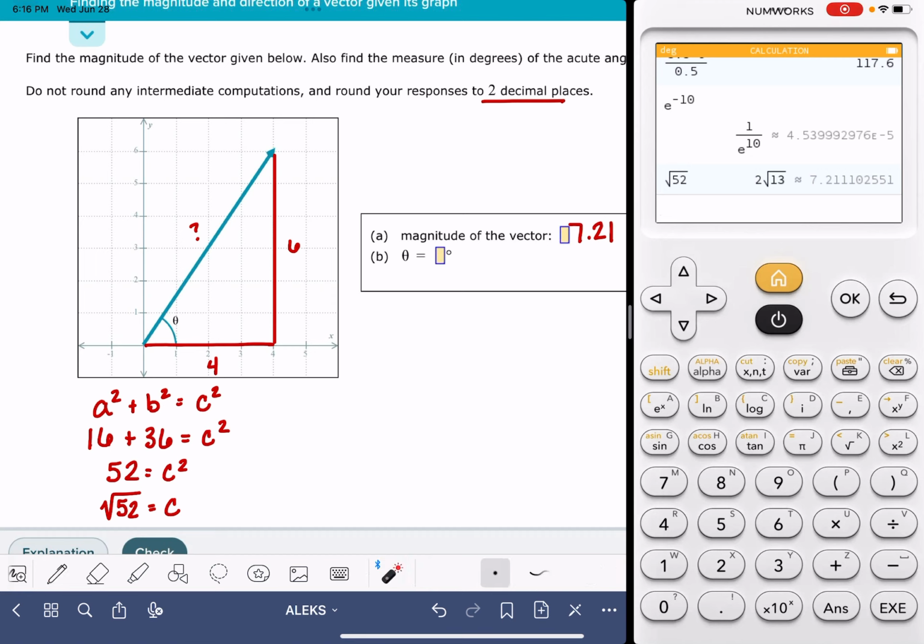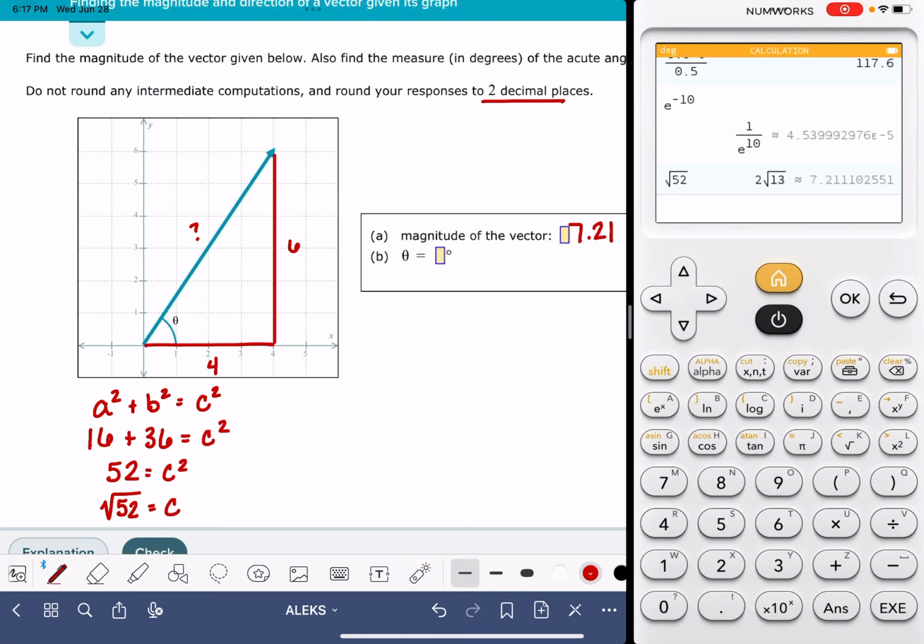It doesn't have a direction associated with it. So the magnitude of the vector is always going to be a positive number. You're never going to be expressing it as a negative number, no matter which direction that vector happens to be pointing. So now let's move on to calculating the angle theta.